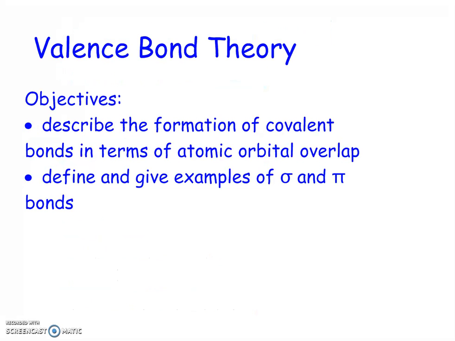We're going to begin with valence bond theory. By the end of this video, you should be able to describe the formation of covalent bonds in terms of atomic orbital overlap and define and give examples of sigma and pi bonds.